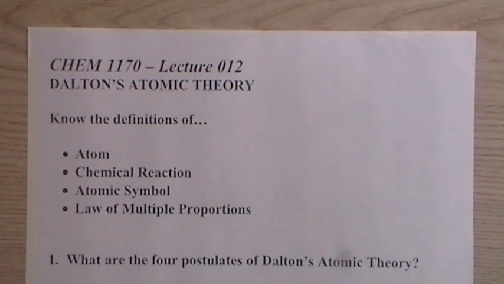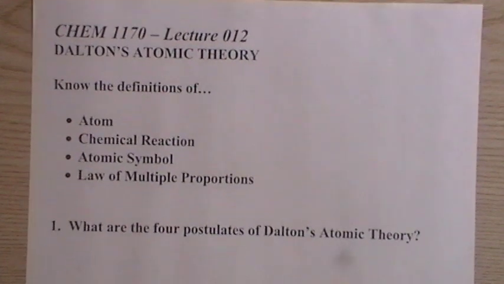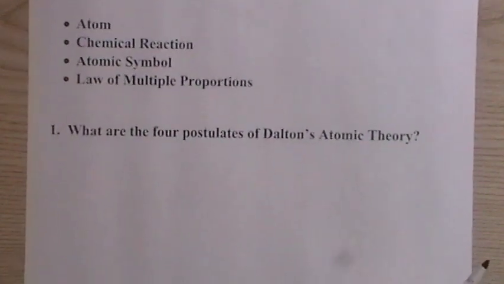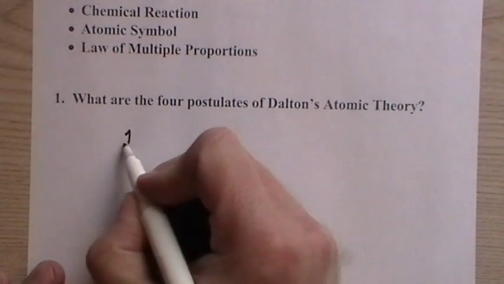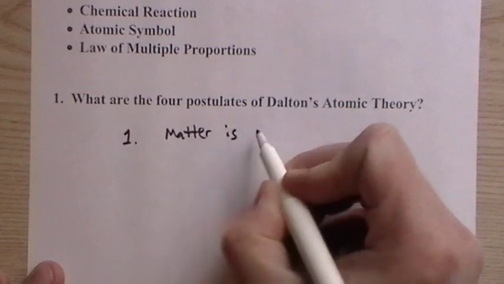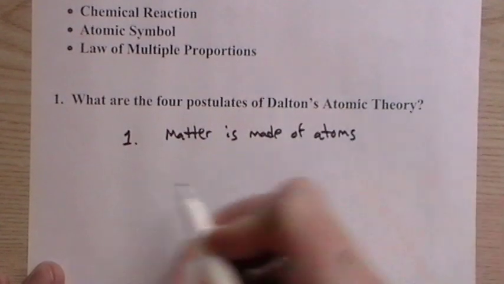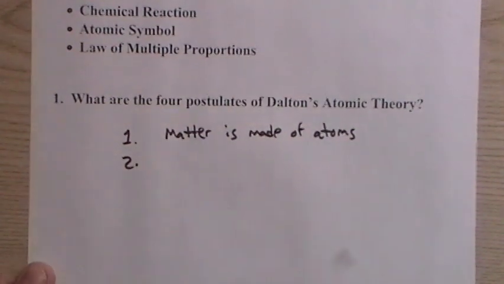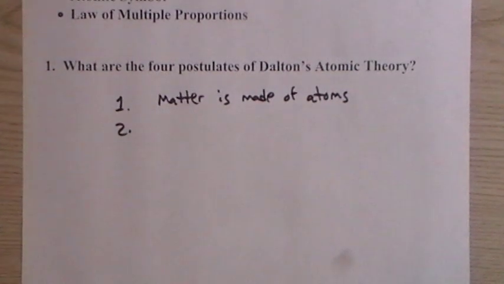Okay. Lecture 12, Dalton's atomic theory. These are terms you should know the definitions of. What are the four postulates of Dalton's atomic theory? Well, we have: one, matter is made of atoms. So this is going to be very abbreviated. You can really keep it to a minimum of words just to cover the idea.